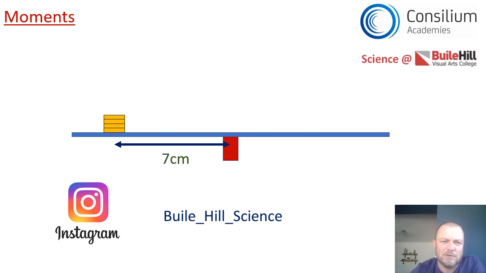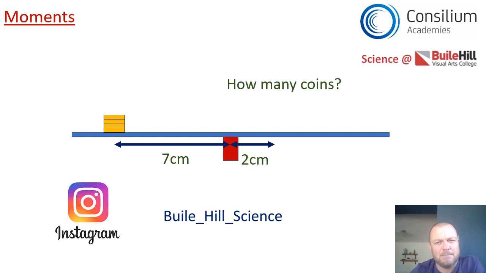What I'd then like you to do is find out how many 1p coins you would have to put 2 centimeters from the pivot to make the seesaw balance. Take a picture of it, write your answer down and email it to your teacher.